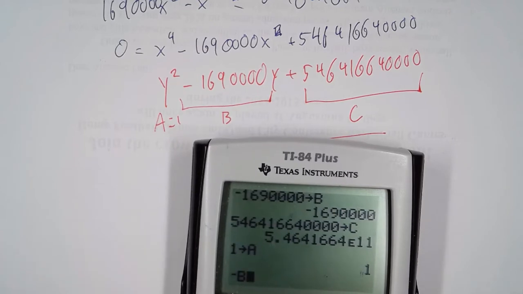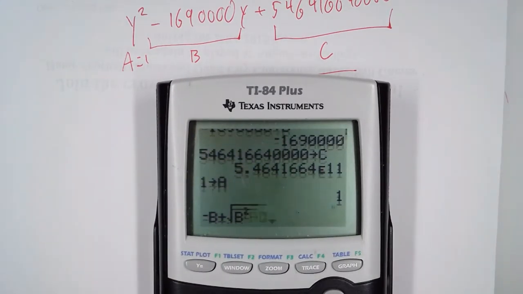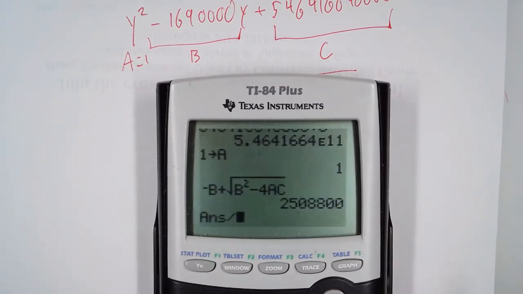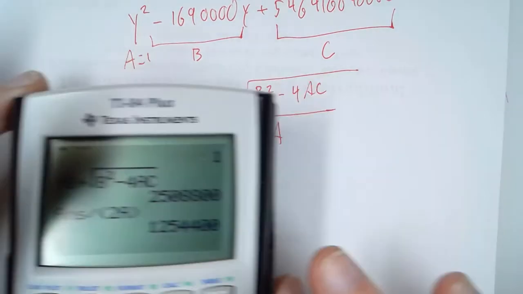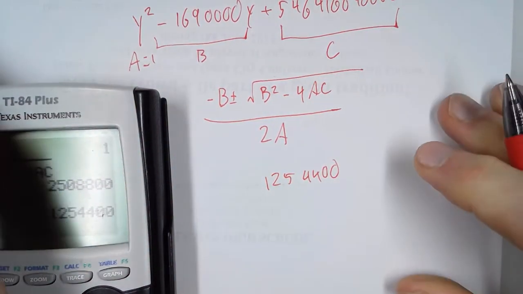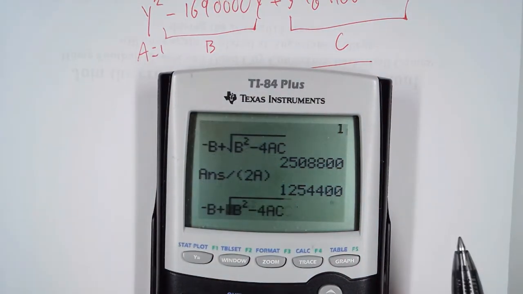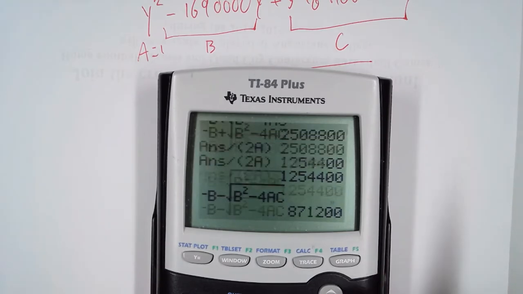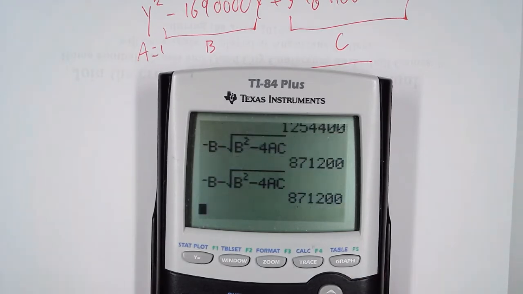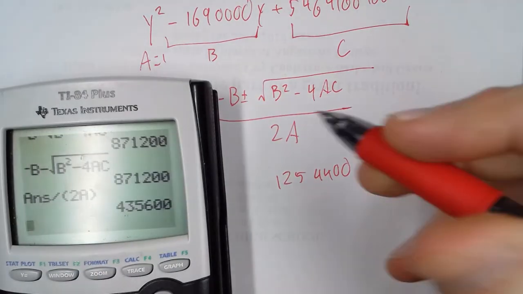So we want negative B, and we'll do plus the square root of B squared minus 4AC, all divided by 2A, parentheses 2A. So one solution that we get is 1254400. For the other solution, we have to subtract this number, and when we do that, we divide by 2A.